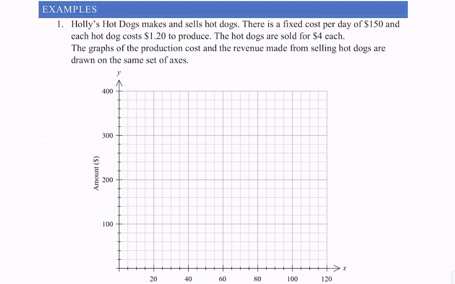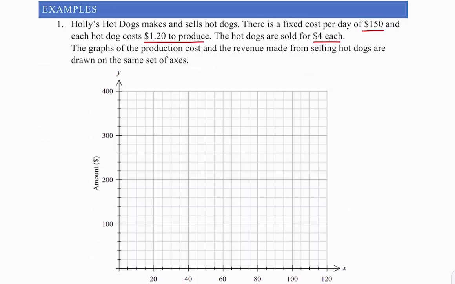Holly's Hot Dogs makes and sells hot dogs. There's a fixed cost of $150, and each hot dog costs $1.20 to produce. The hot dogs are sold for $4 each. And it says the graphs of the production cost and revenue made from selling hot dogs are drawn on the same set of axes. So we're going to try and draw these on this axis that I have.